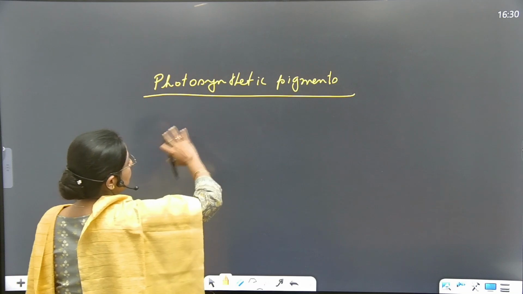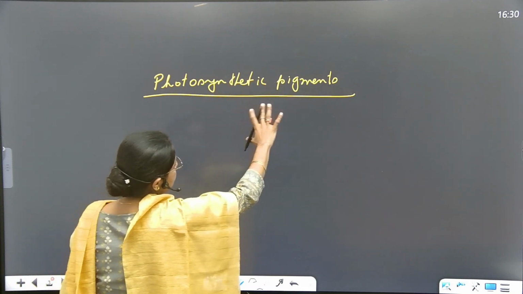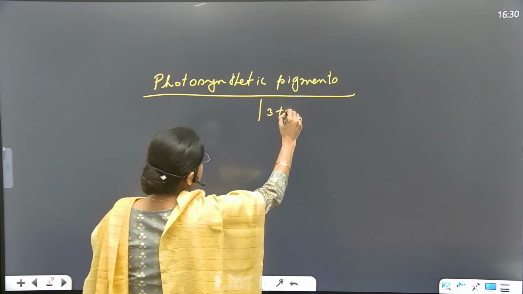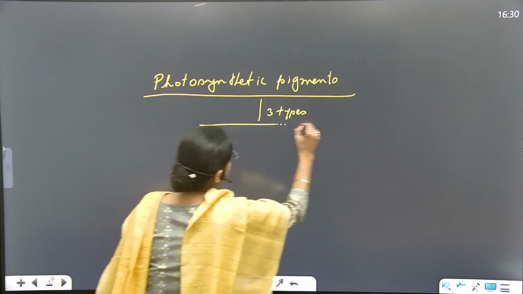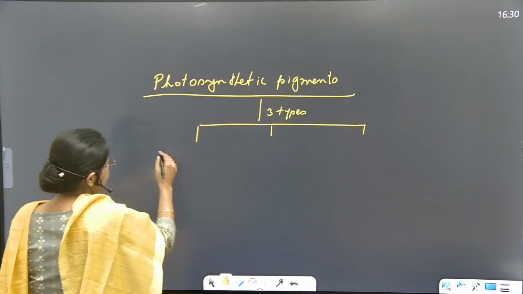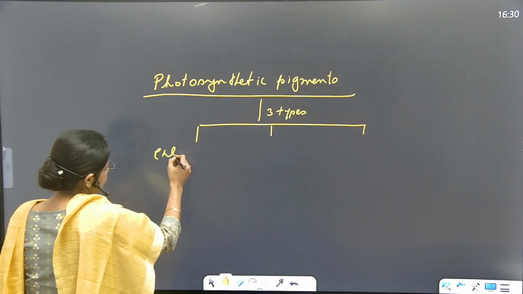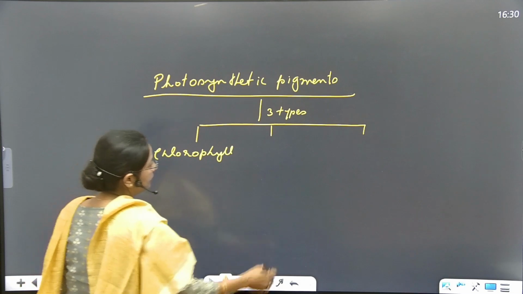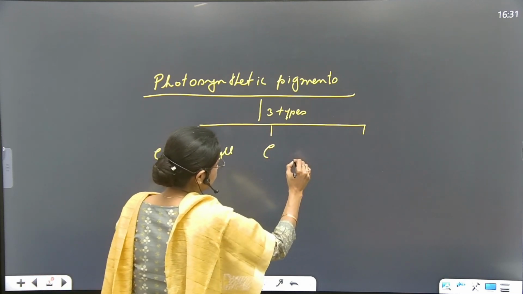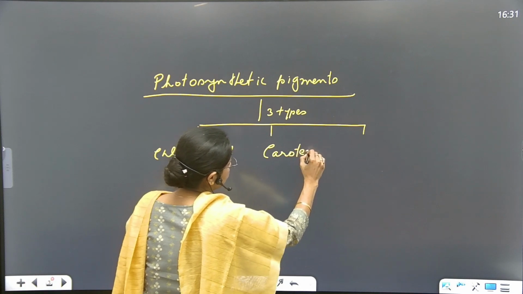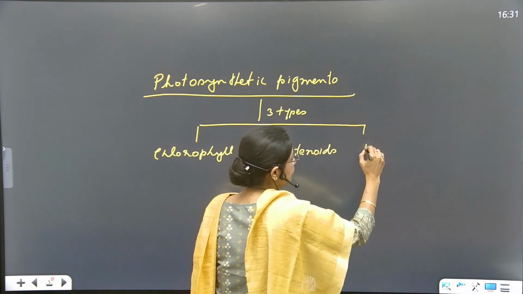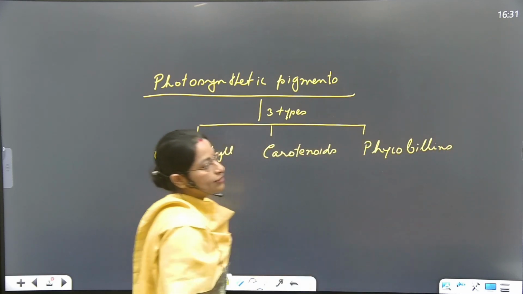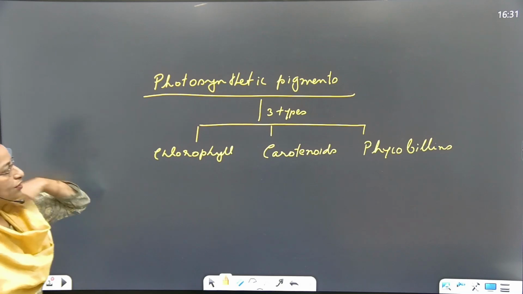So whenever we are talking about the pigments that are involved in photosynthesis, obviously not a single pigment, but we have how many types? 3 types. Photosynthetic pigments are of 3 types. The first one is something that everyone knows about, chlorophyll. Next is something called phycobilins.